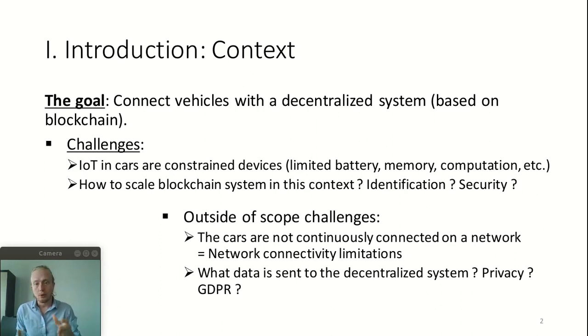There are also two other questions that are out of scope for this goal. For us, it is, for example, how the car is going to handle the communication, because the car is not continuously connected to a network. And another question that is out of scope is what kind of data is going to be sent to the decentralized system and how privacy is going to be handled, the GDPR, etc. So that is not going to be answered in this presentation. We're going to answer the first two questions.